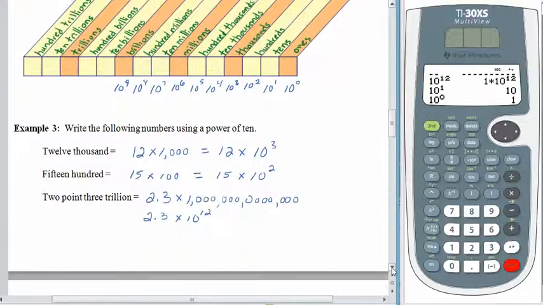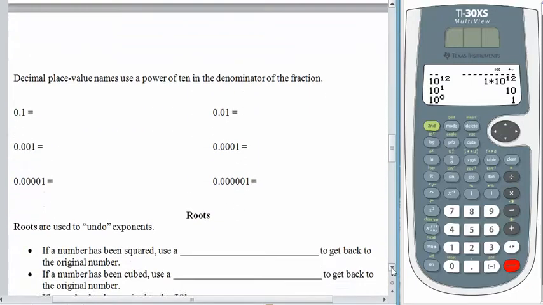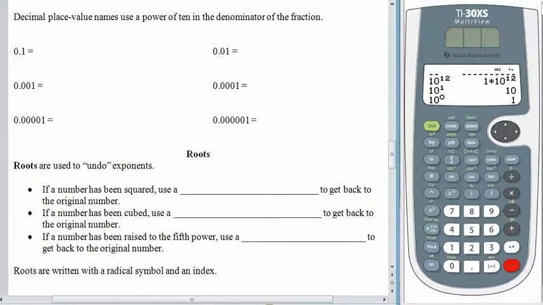Okay, on to the next page. Decimal place value names also use a power of 10, but their power of 10 is in the denominator. We already know these names. This is 1/10. So we could write 1 over 10 to the first. 0.01 is 1/100. That's exactly the same as 1 over 10 squared.